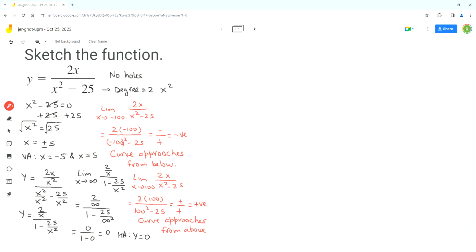So we are done with the analysis for the asymptotes. Now we can find the intercepts. So let's start with the x-intercept. For x-intercepts, we should sub in y as 0 and solve for x.